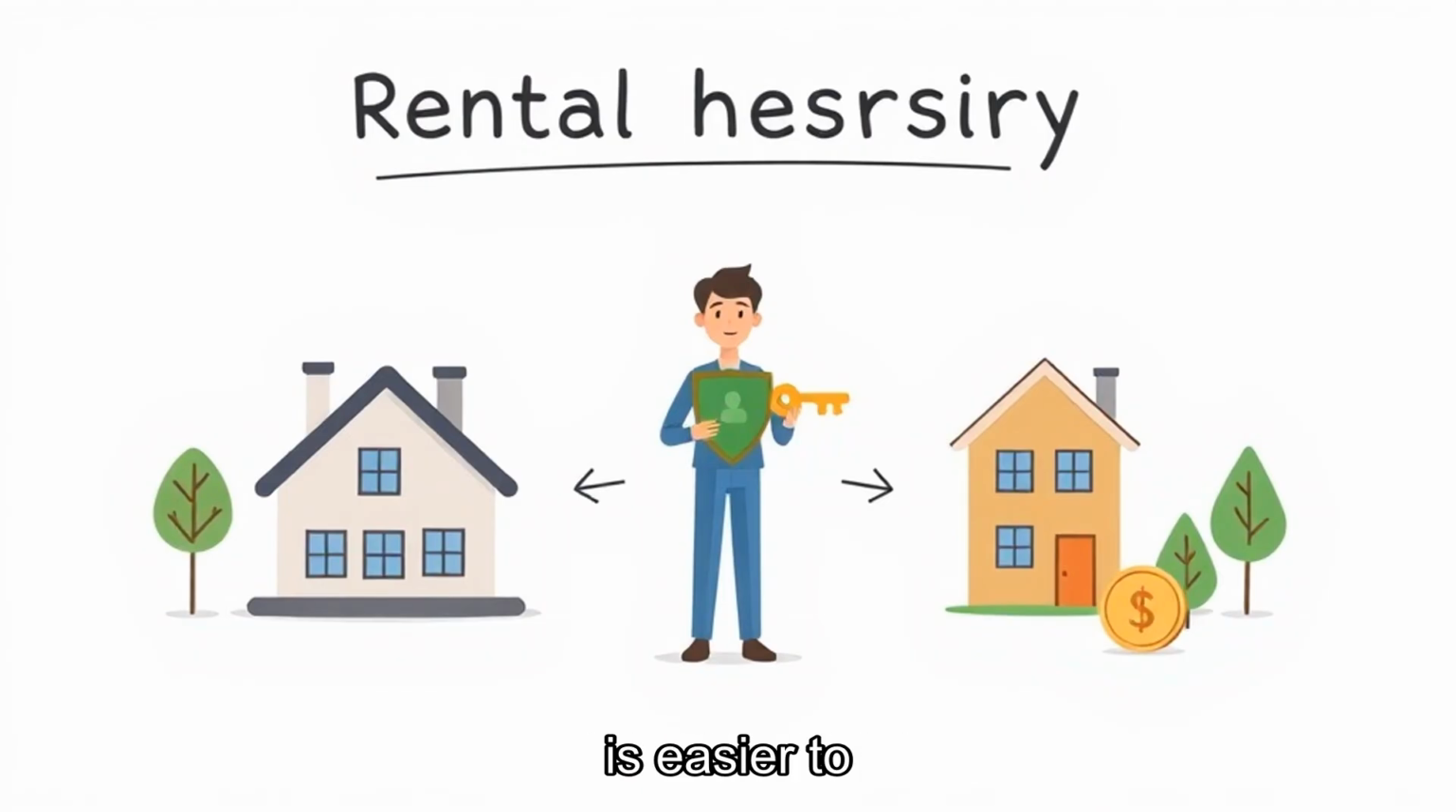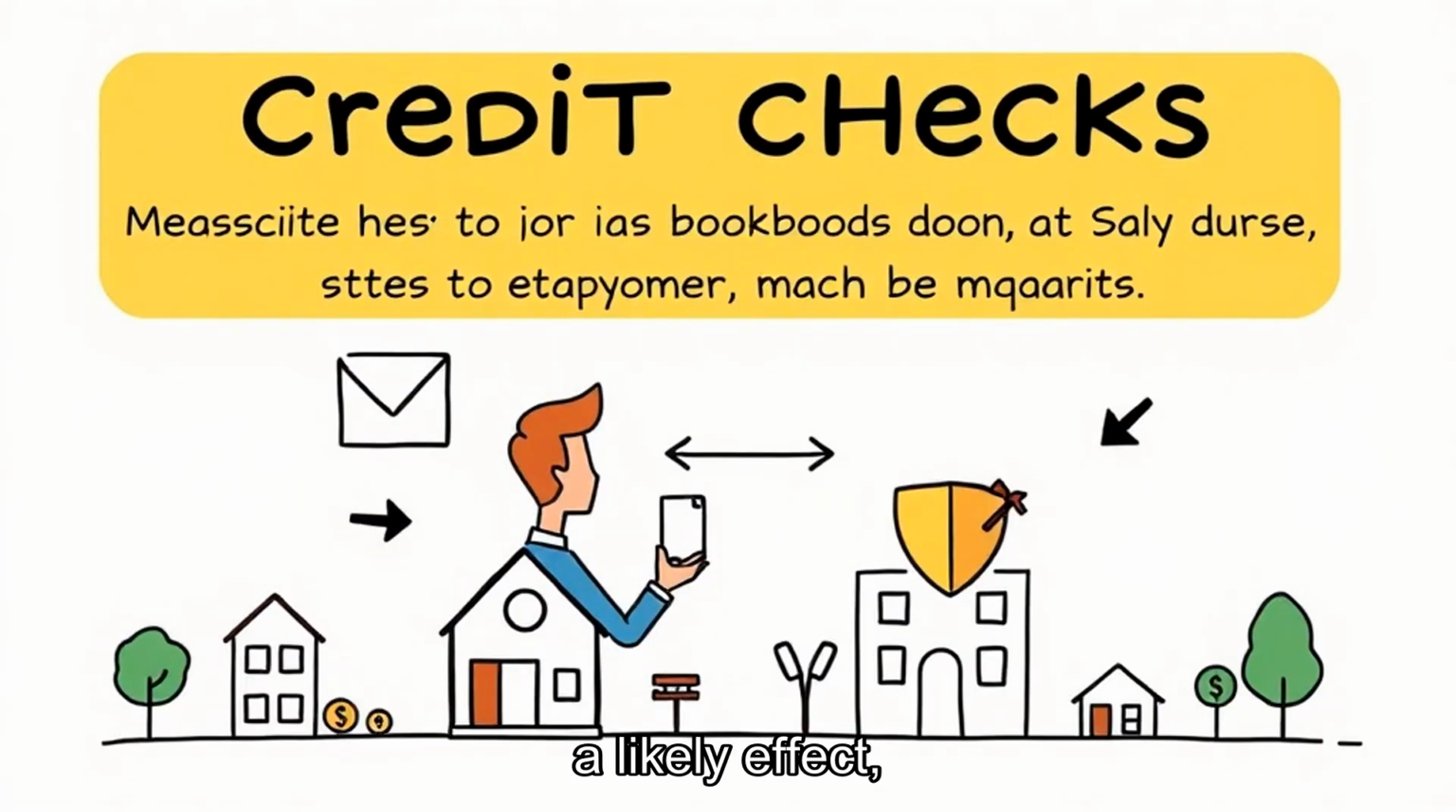The situation is easier to judge when "past behavior is treated as a clue about future tenancy" is treated as a likely effect, not a mystery. Rental applications can look simple from outside.